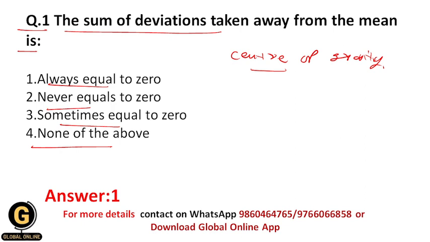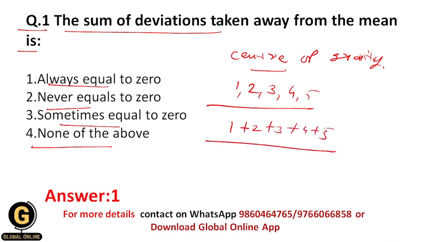So let us see an example. For example, there is a data set 1, 2, 3, 4, 5, and after that you take out the mean of this. What will be its mean? 1 plus 2 plus 3 plus 4 plus 5 divided by 5. 2 plus 1 is 3, 3 plus 3 is 6, plus 4 is 10, plus 5 is 15. So 15 by 5 is equal to 3. Your mean value will be 3 over here. Now let us take the deviations from the mean.